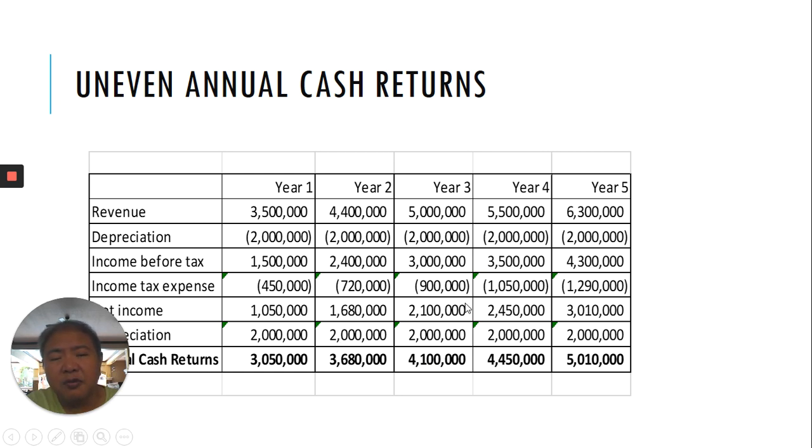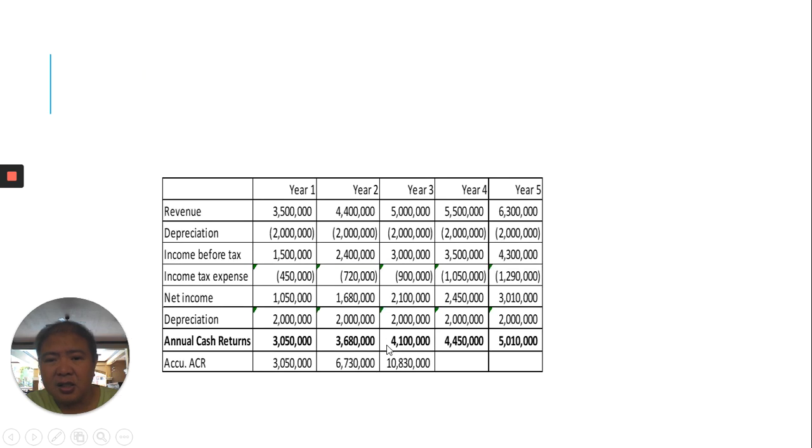Now, remember, if you're computing the payback period and the cash returns are not uniform, you cannot use the formula I gave you earlier. What you will do is accumulate the annual cash returns until it reaches 10 million. In this case, that's 3,050,000 for year 1, so accumulated is 3,050,000. Year 2 has a 3.6 million annual cash return, so 3.6 plus 3.05 is 6,650,000. This is your accumulated annual cash return in the second year, and this is still less than your investment. Investment is 10 million pesos.